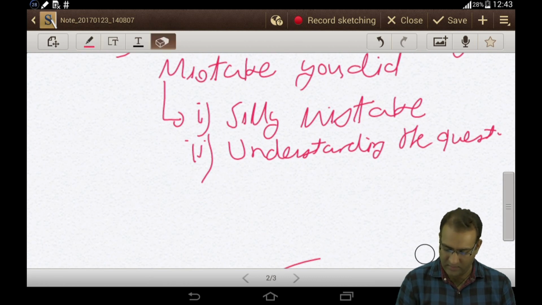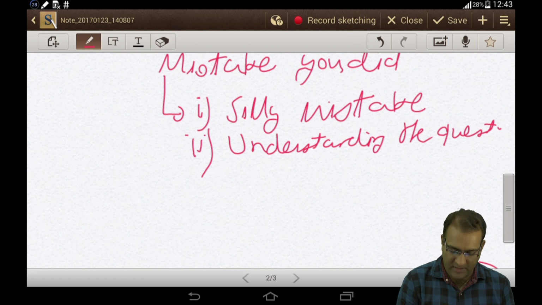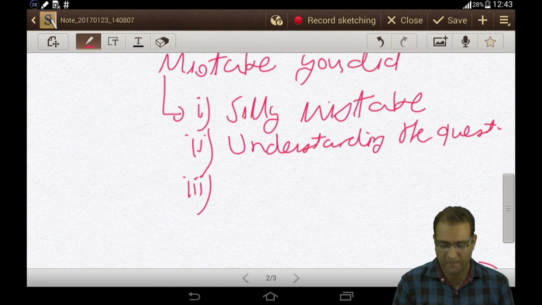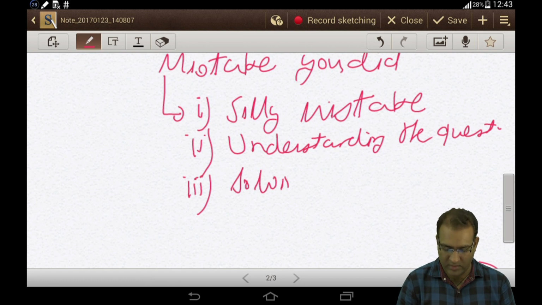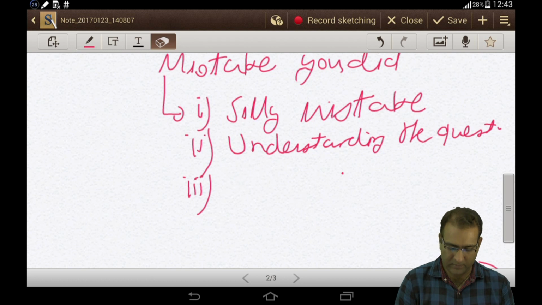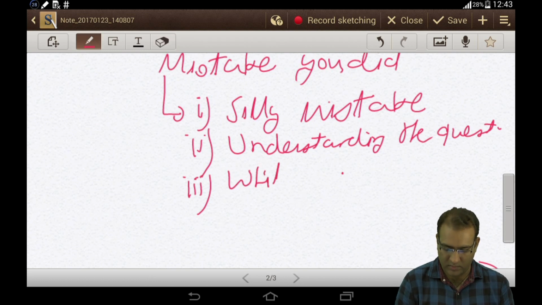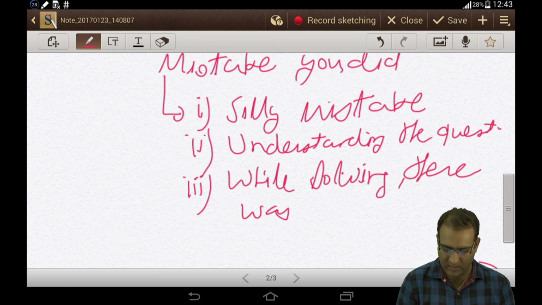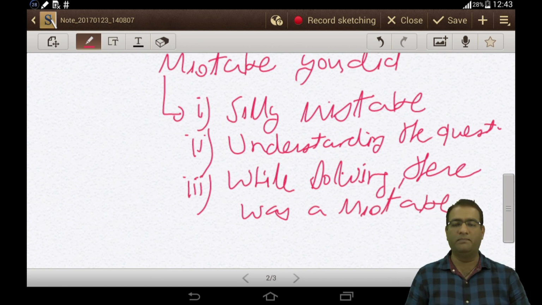Another mistake. Type of mistake. That is what we are discussing. Understanding the question, or while you were solving, you did some mistake. During solving, you did a mistake. Right? So, while solving, you committed a mistake. Let's say, while solving, there was a mistake. Now I'll tell you what here.